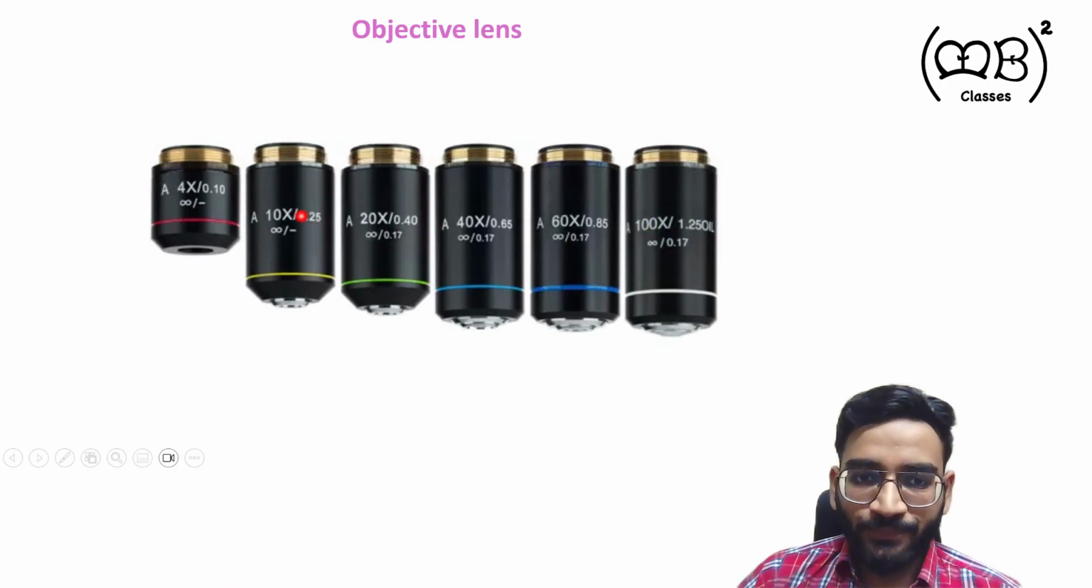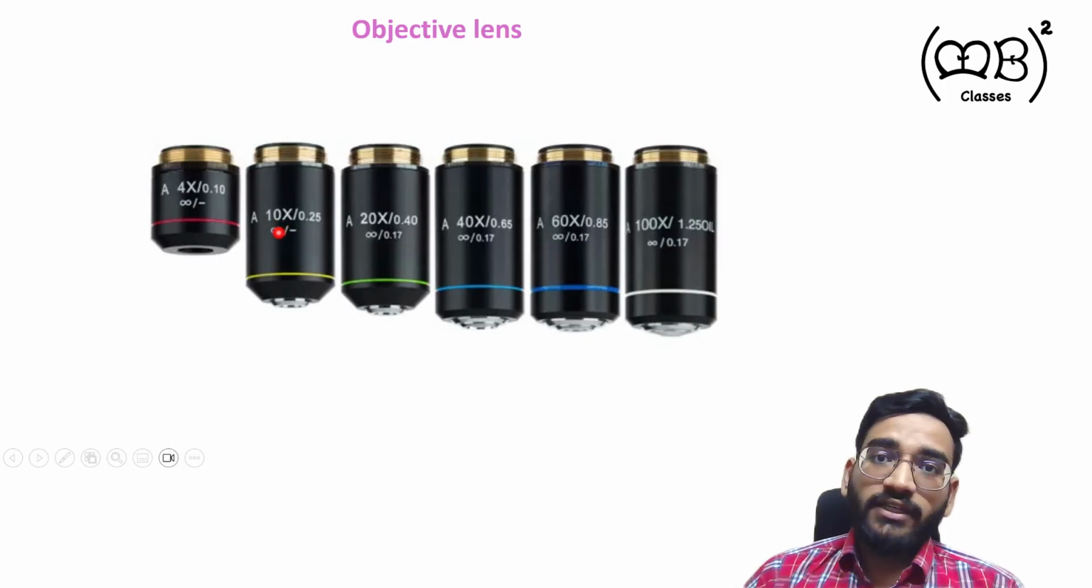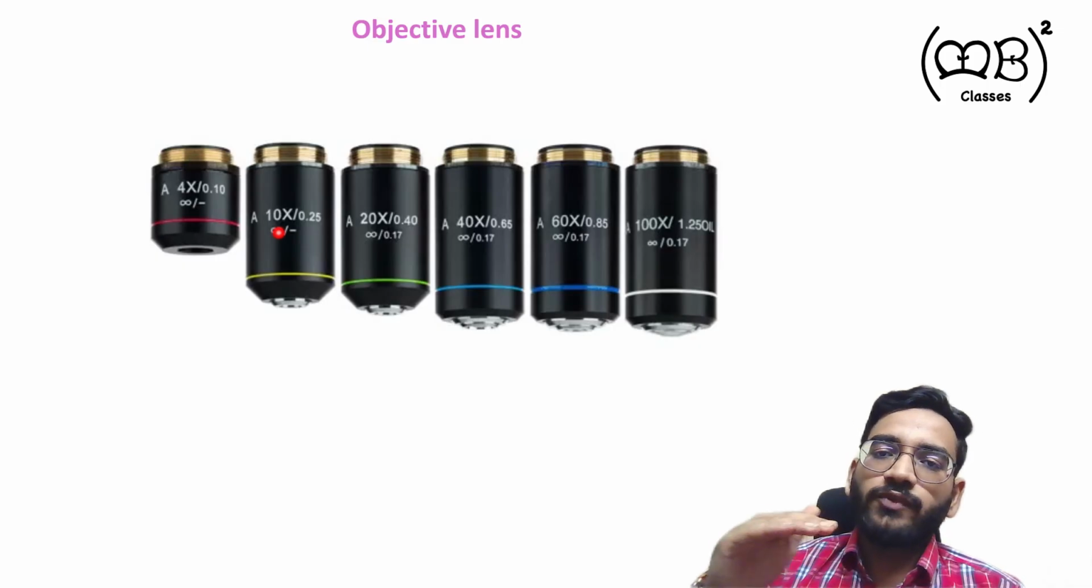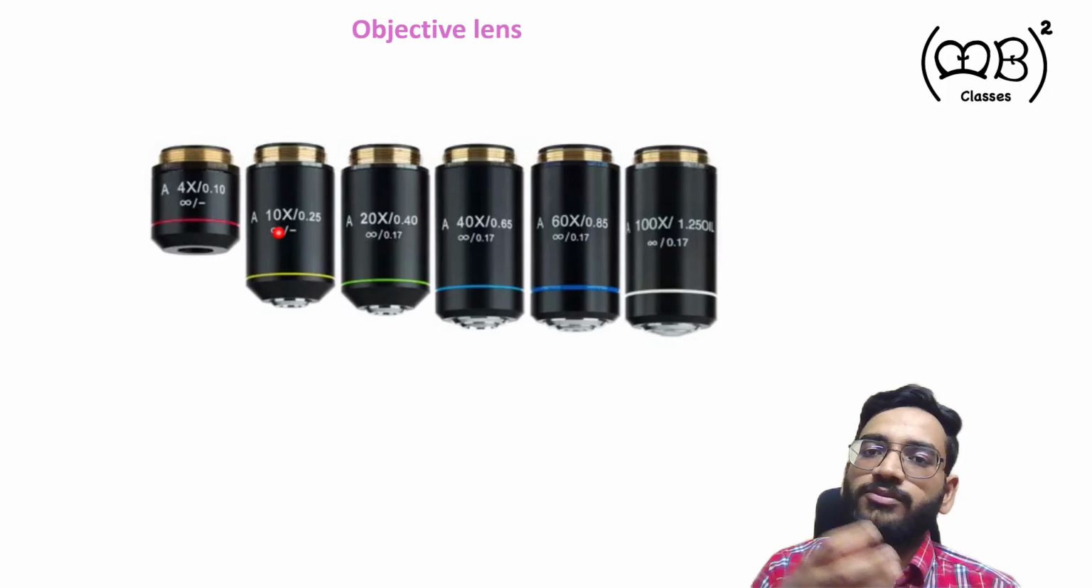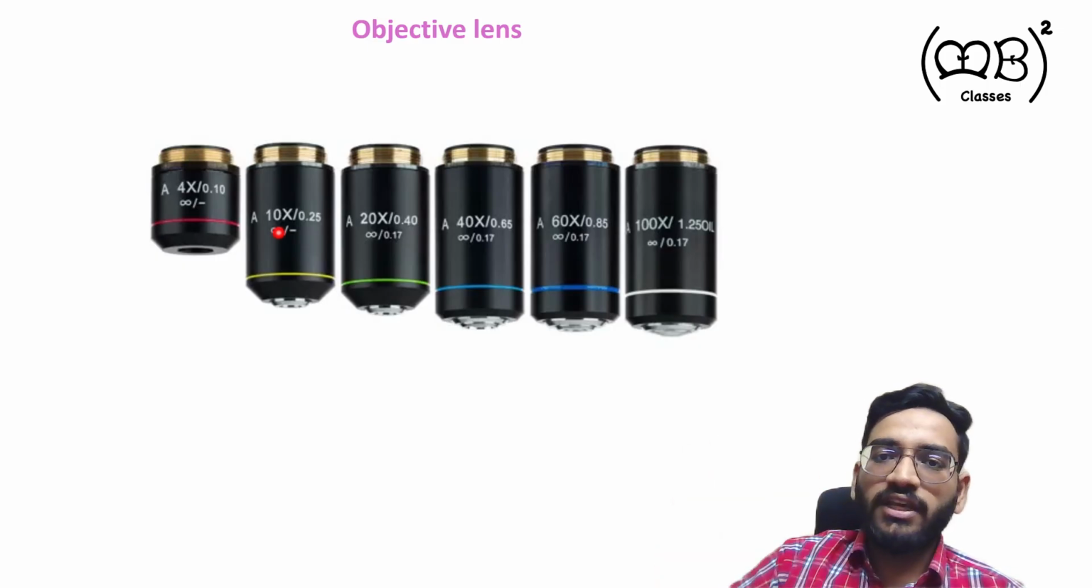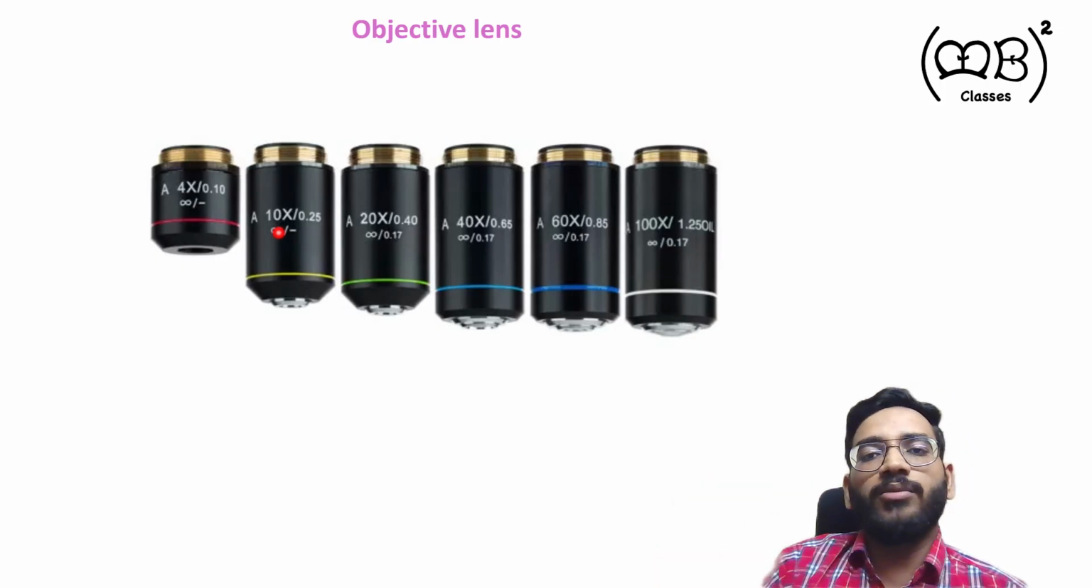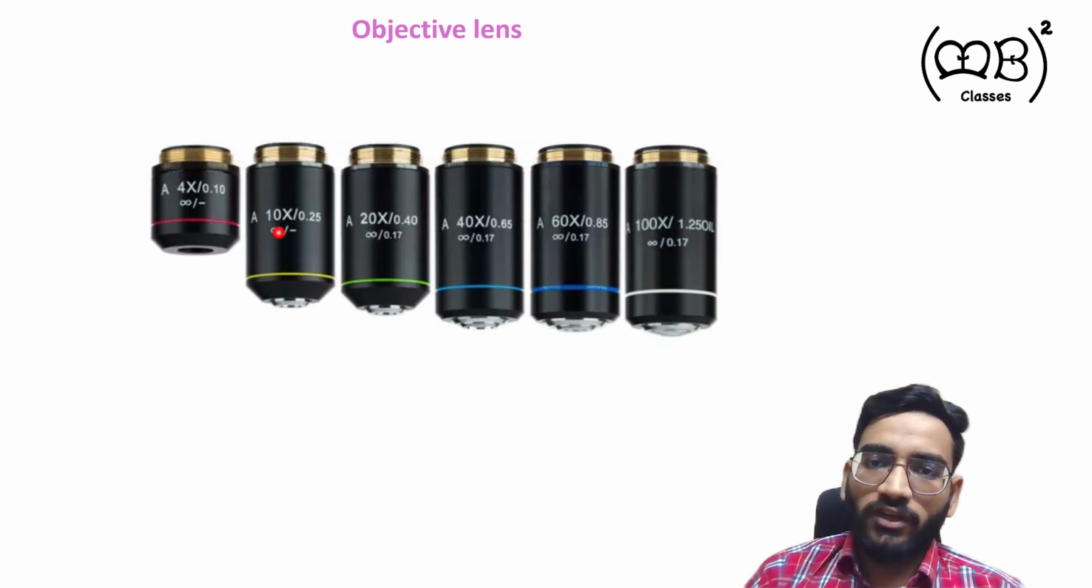That you should remember. Then there is infinity, which is written, that is the infinity corrected lenses, that there is another lens which is present in the body tube which will correct for infinity. That means that the light rays which are coming from the specimen will be reaching the eyepiece as if they are coming from infinity. That is what infinity correction is.